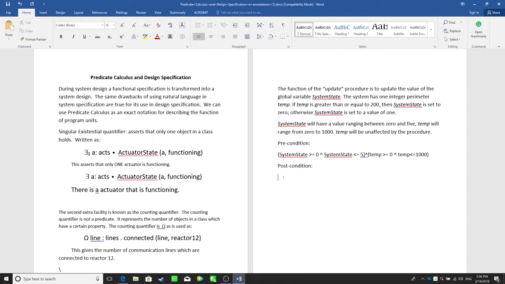Exactly. See the last sentence here. Temp will be unaffected by the procedure. Temp will not be affected by the procedure. So we want to specify that. We use temp prime equal to temp, so temp remains the same. We use temp prime to represent the temp after the execution, the value after the execution, and we use system state prime to represent the system state after the execution.